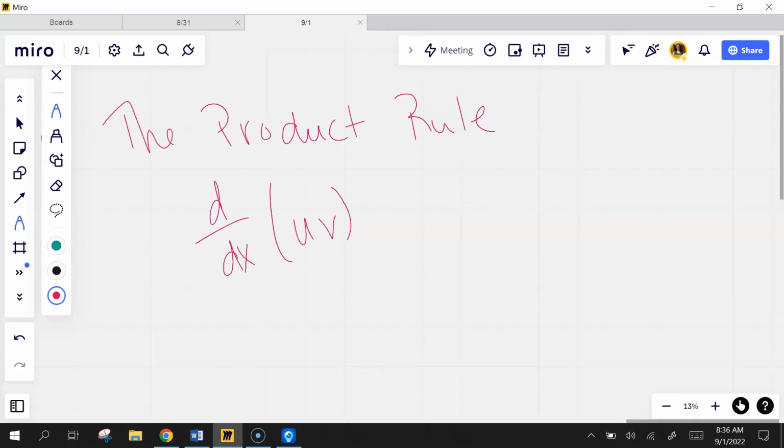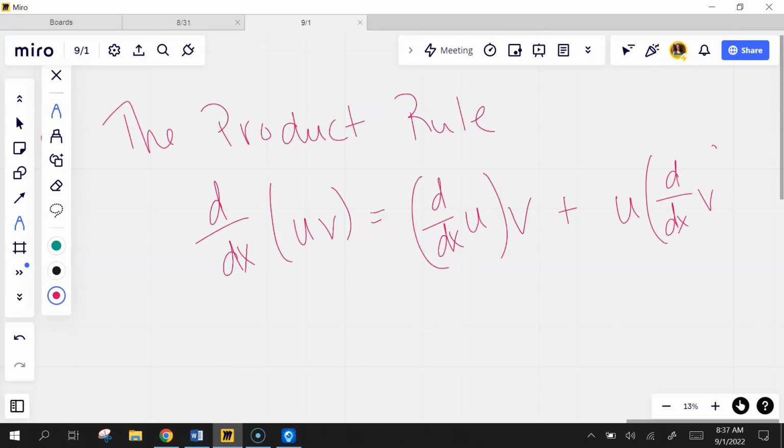So what you do for this one, you do the derivative of the first times the second plus the first times the derivative of the second.